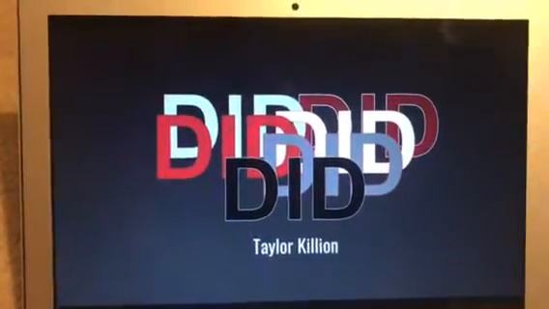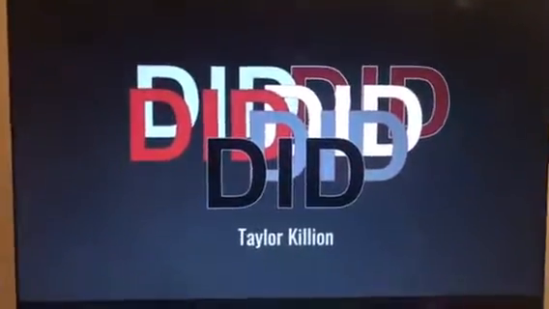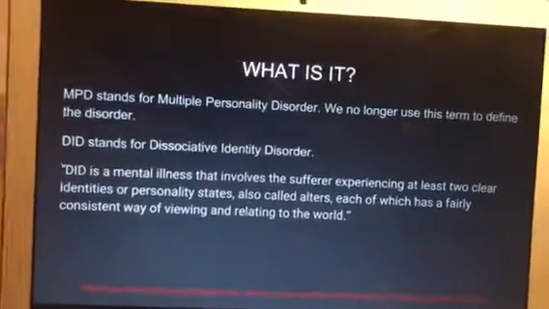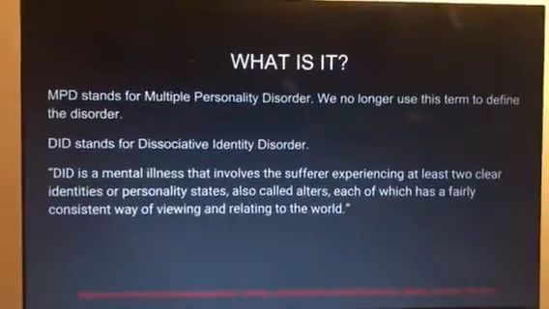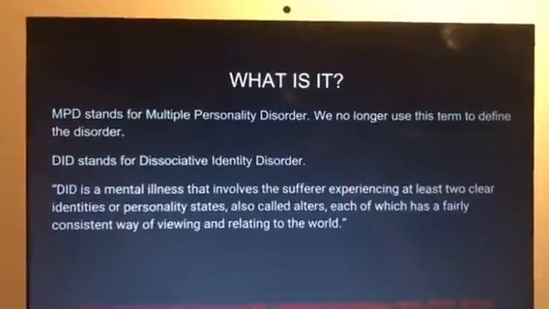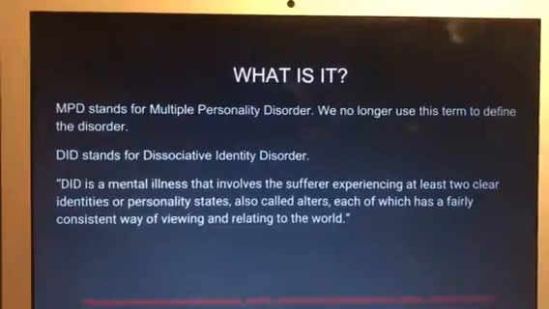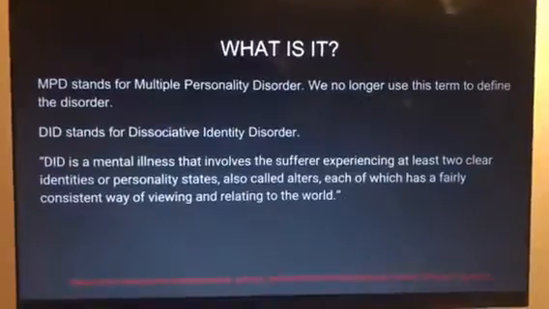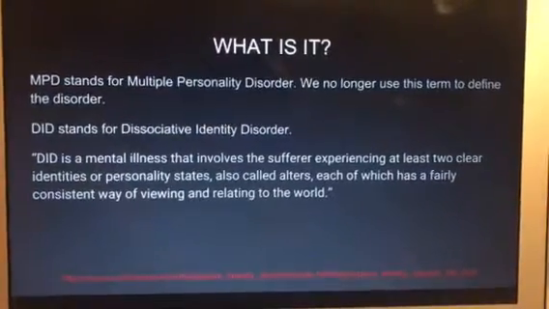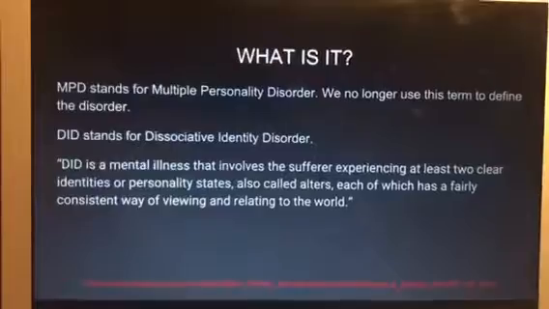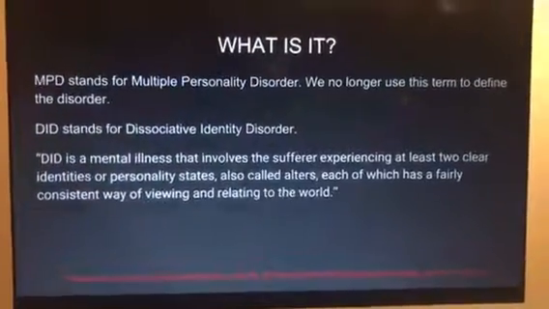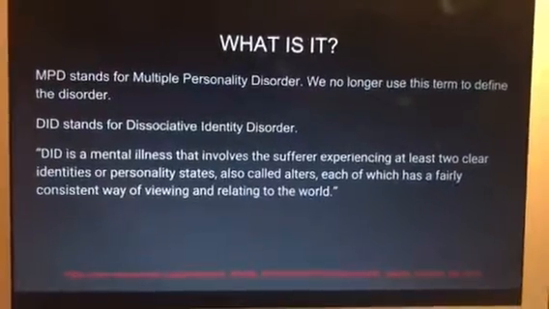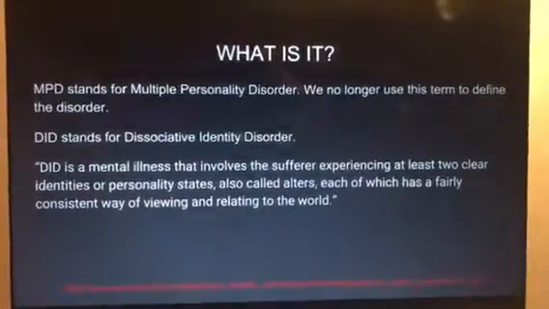Today we'll be talking about dissociative identity disorder. So what is it? Dissociative identity disorder can be shortened to DID, and you might have also heard this called multiple personality disorder, MPD for short, but we no longer use this term to define the disorder. According to Medicine.net, DID is a mental illness that involves the sufferer experiencing at least two clear identities or personality states, also called alters, each of which have a fairly consistent way of viewing and relating to the world.